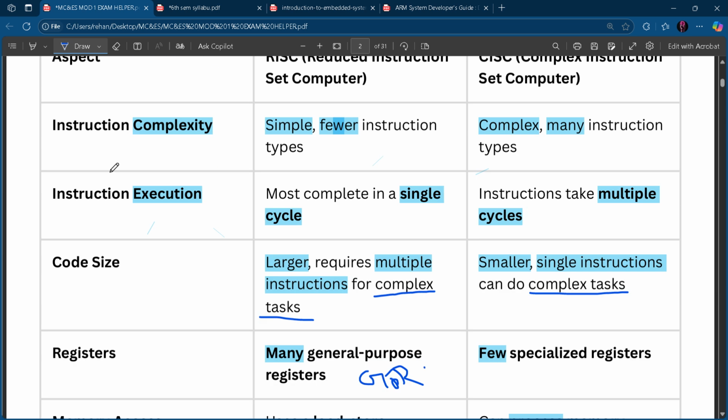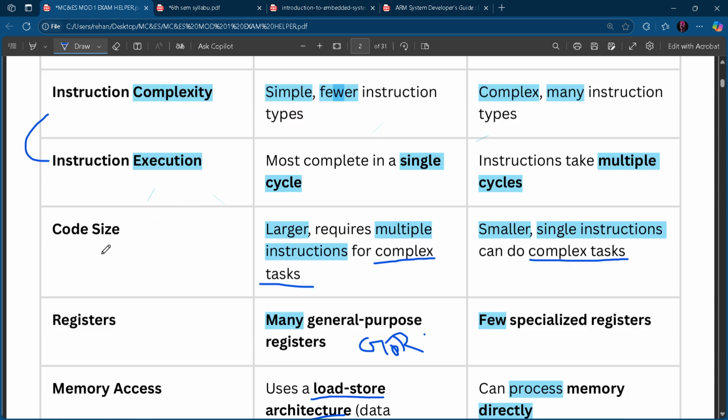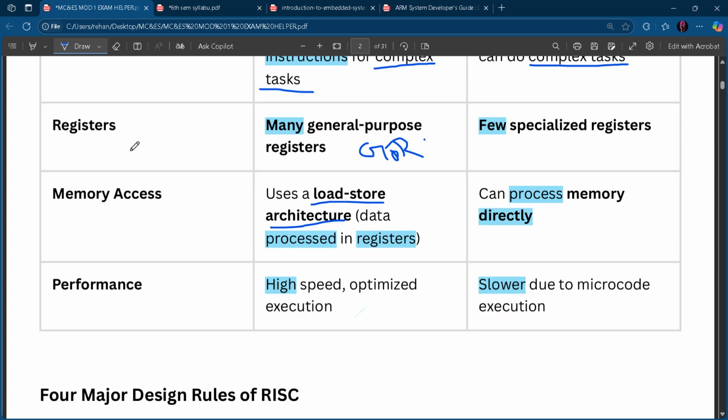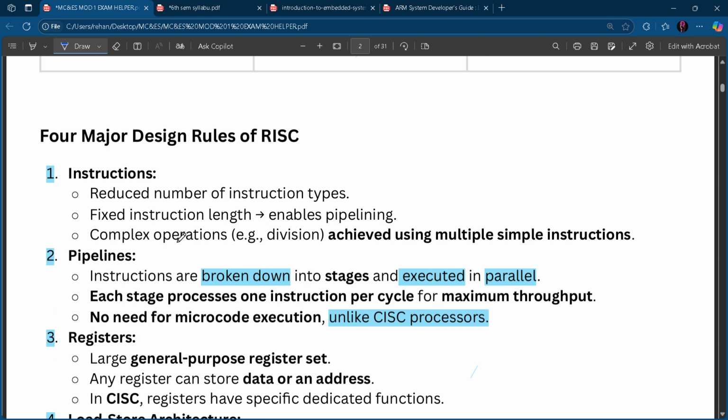So see, there are these two. It's easy to remember these two. Right? Instruction complexity and execution. How complex is it? It is simple or complex. Execution, like how much time it's taking, how many cycles. See, code size: large and small; multiple, single; registers: general purpose and special registers. Memory access uses load store, or direct. Performance: high and slow.